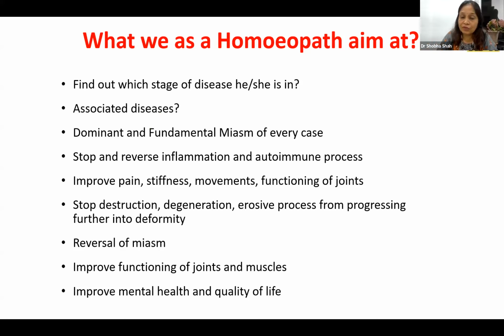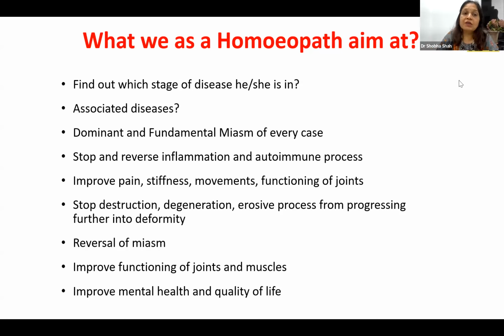I feel that it is very important, first of all, to find out at which stage of the disease the patient is, whether it is the milder stage, the moderate stage, or the severe stage of the arthritis, since how long the patient has been suffering from this arthritis, and what are the associated diseases along with the arthritis. Many times patients have other diseases like hypertension, diabetes, or any other diseases. So we need to find it out. That will help us in the posology and in managing the case.